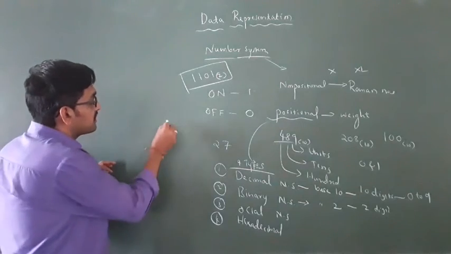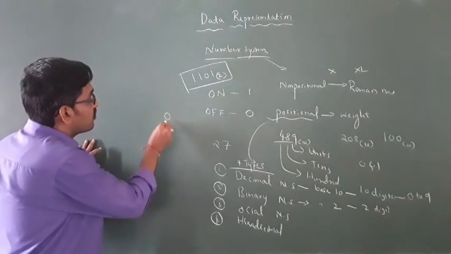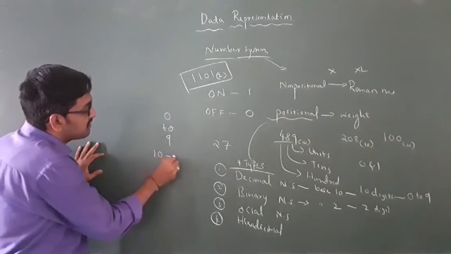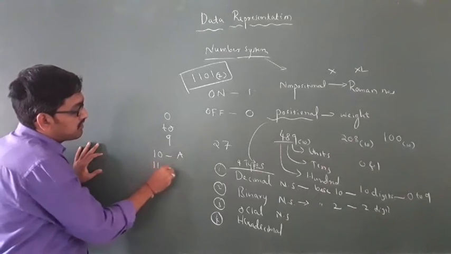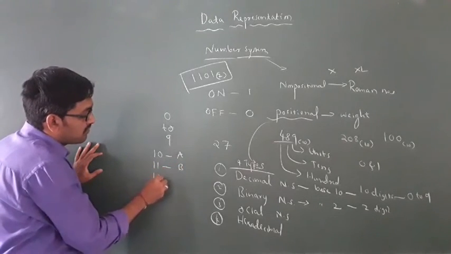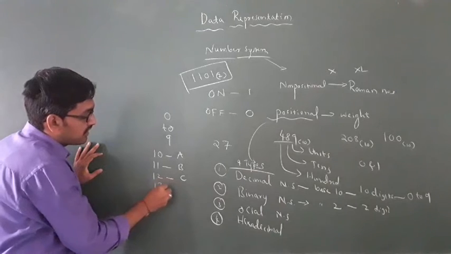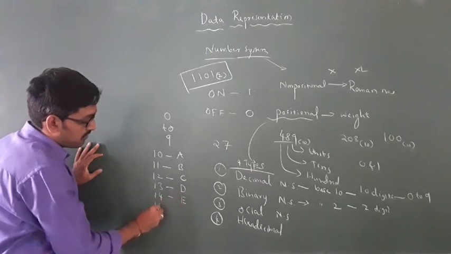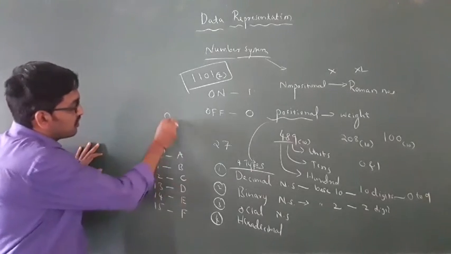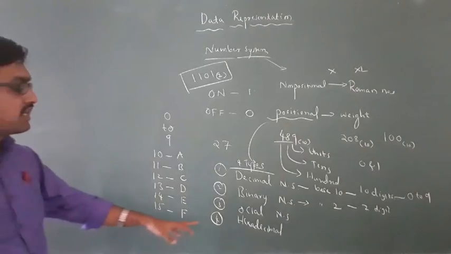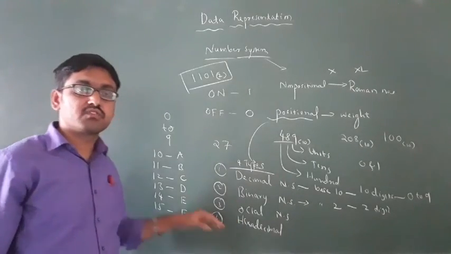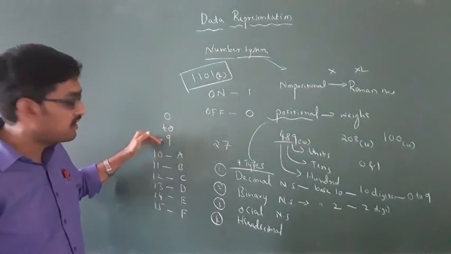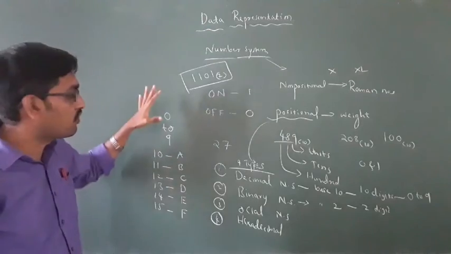See, 16 means which has 0 to 9, 0 to 9 numbers. Then 10 means A, then 11 means B, then 12 means C, 13 means D, then 14 means E, then 15 means nothing but it is F. 0 to F digits. Hexadecimal numbers always consist of 16 digits, that is from 0 to 9, then A to F. Got it?